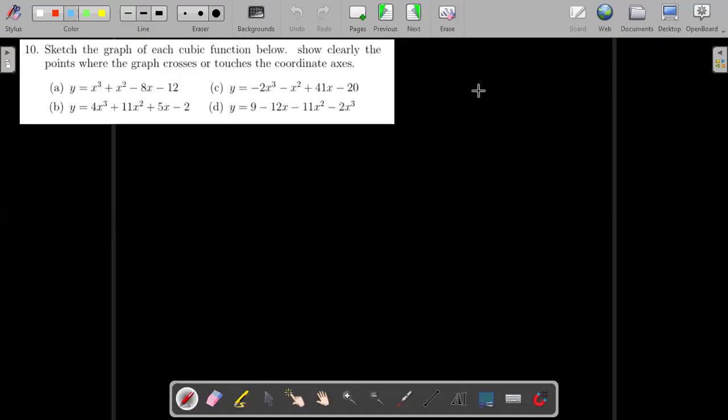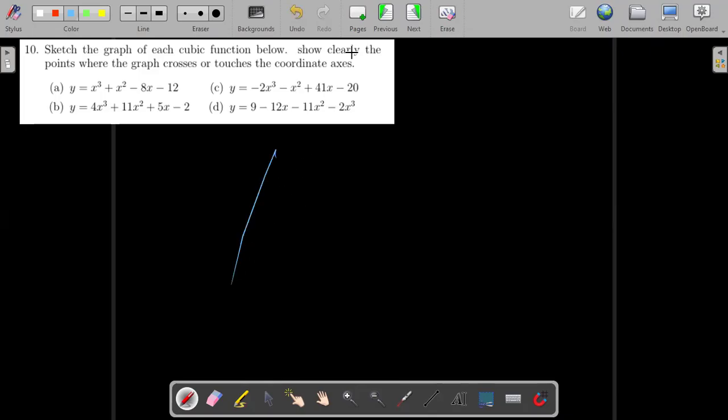All right, so the question we want to look at today is on sketching the graph of a cubic function. We've been given a function below, but they're also telling us to indicate or show clearly the points where the graph crosses or touches the coordinate axis. Coordinate axis. Well, that is very essential for us to understand.